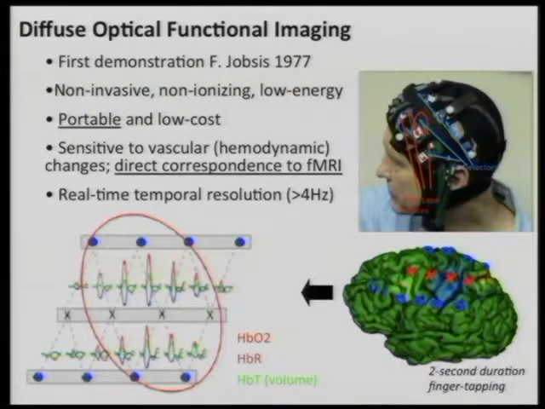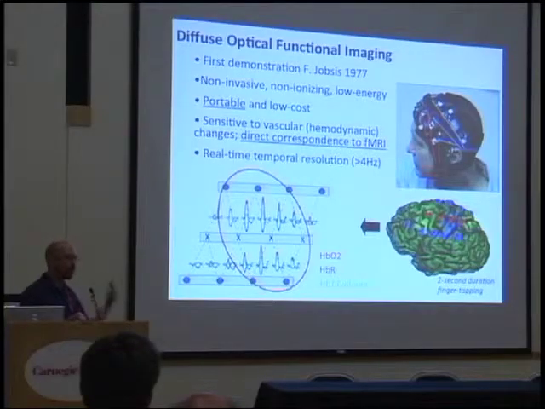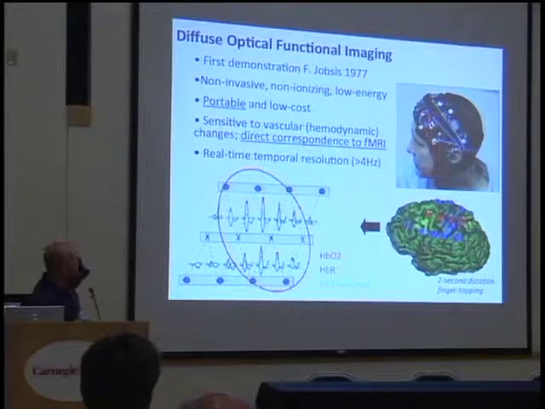The sensors that are actually over that part of the brain, because that light is penetrating through, in this case, the motor cortex, you'll get a signal change, and you can actually use that to do functional imaging. So in the 1977 paper, Jobsis showed that you could put a source on one side of the head, a detector on the other.